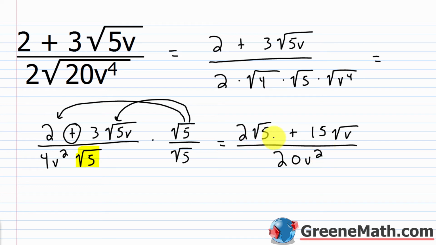If you want to cancel here, because there's this plus sign, you'd have to factor something out from both these terms here to be able to cancel it with something in the denominator. We don't really have anything. You have 2 and you have 15. You have square root of 5 and you have square root of v. So nothing really I can pull out there that I could cancel with that 20v squared. So this is simplified. 2 times square root of 5 plus 15 times square root of v over 20v squared.